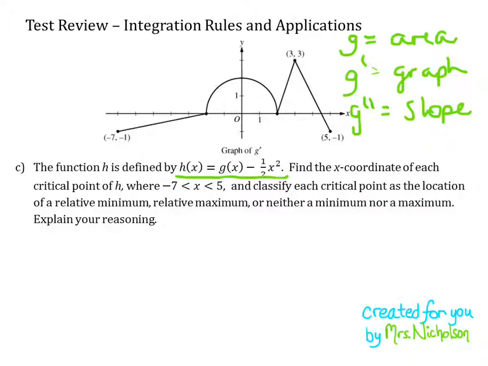Find the x-coordinate of each critical point of h and classify each critical point as the location of a relative minimum, relative maximum, or neither. Explain your reasoning. All right, so let's start off with critical point of h. Remember that critical point means that h prime is equal to 0 or undefined. So those are the numbers that we're looking for first of all. So I need to find h prime.